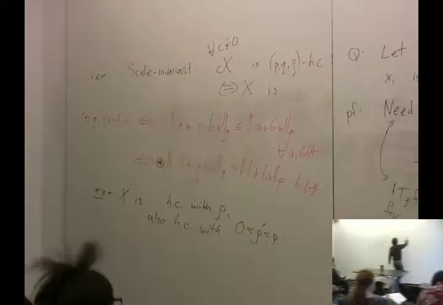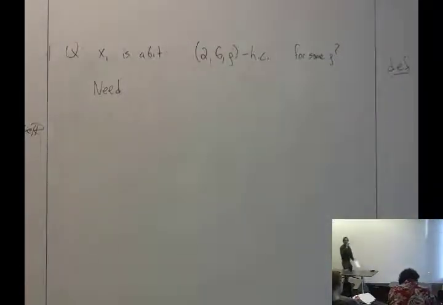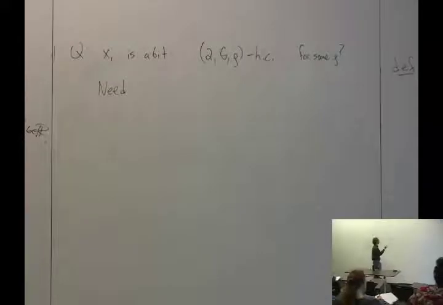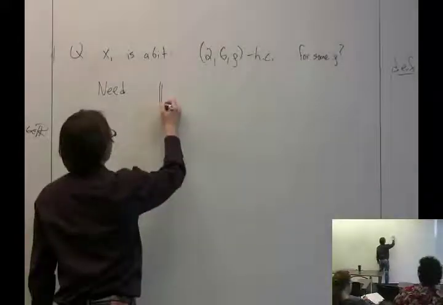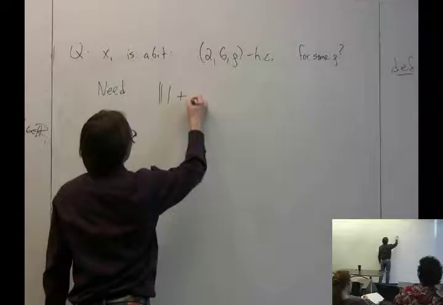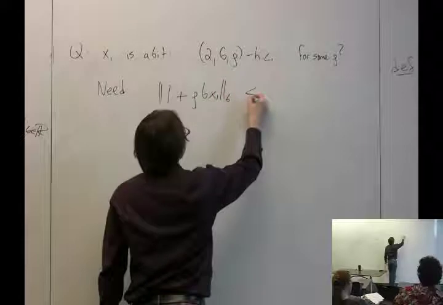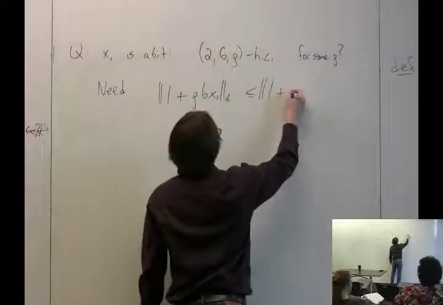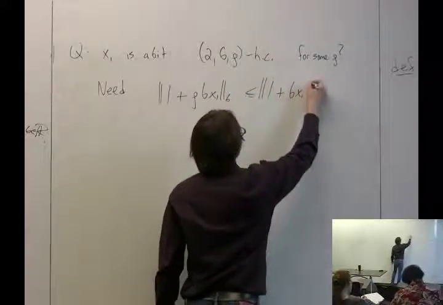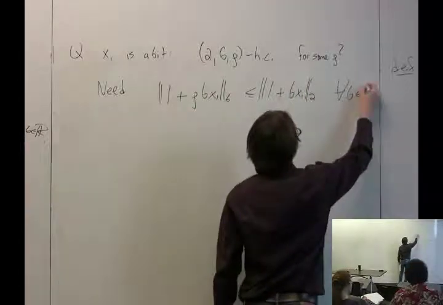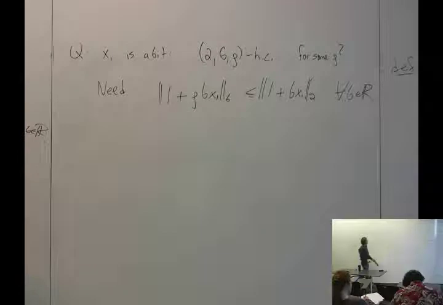OK, so we need... also something terrible is going to happen because my lowercase b's just look like my 6's. So we'll be very confused. So we need the norm 1 plus rho b x1, 6-norm, at most 1 plus b x1, 2-norm, for all real b. I guess my 1s also look like parts of my norm signs too.